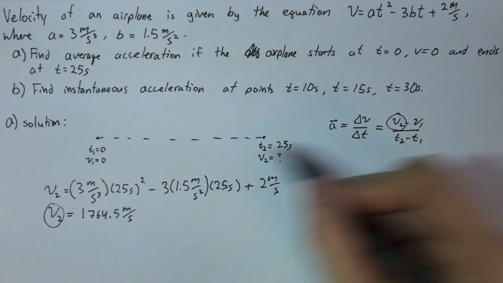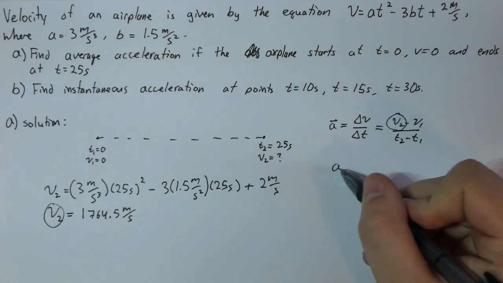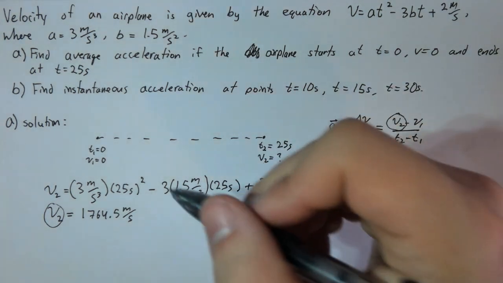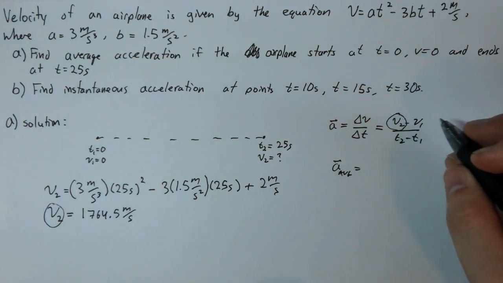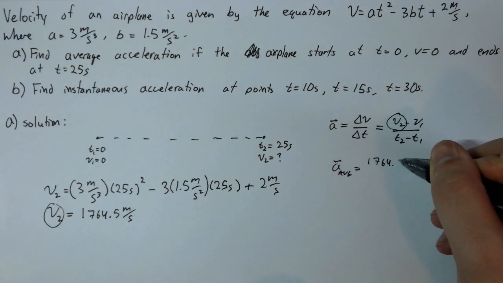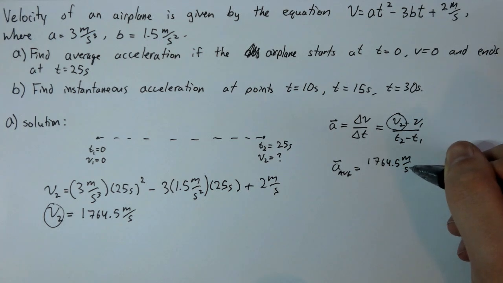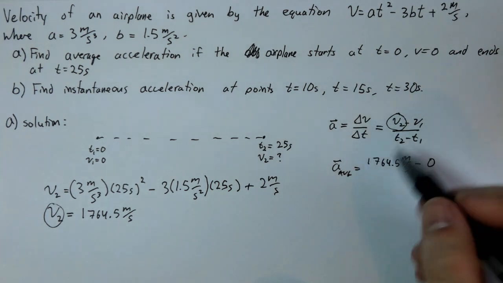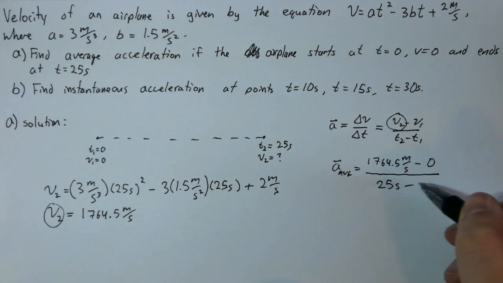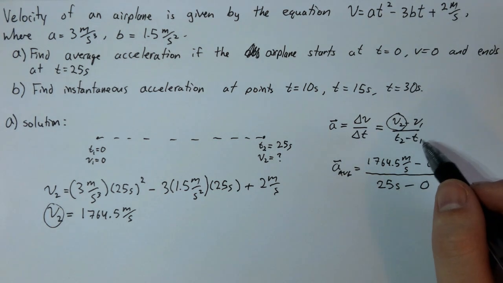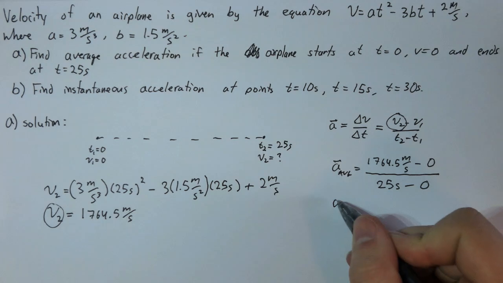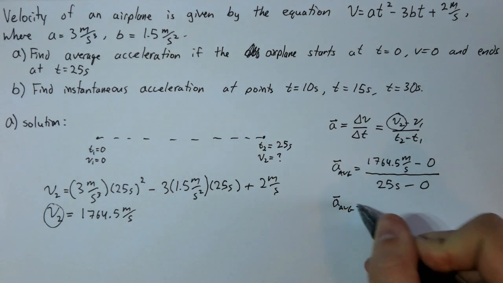Now we have v2, which is just this value, and we have everything we need to solve for our average acceleration between t equals 0 and 25 seconds. Okay, so v2 is just what we found, 1,764.5 meters per second minus 0 over 25 seconds minus 0. Note, normally when you're doing your work, you can leave out the zeros. I just put them in just so that there's no confusion at all.